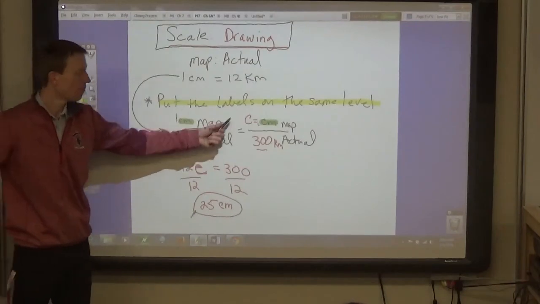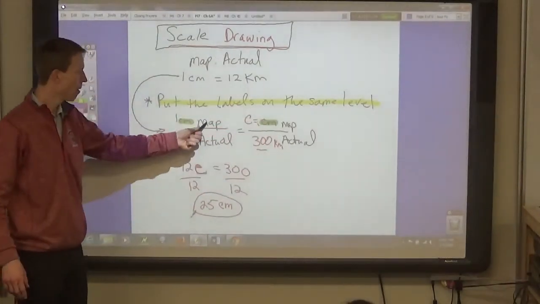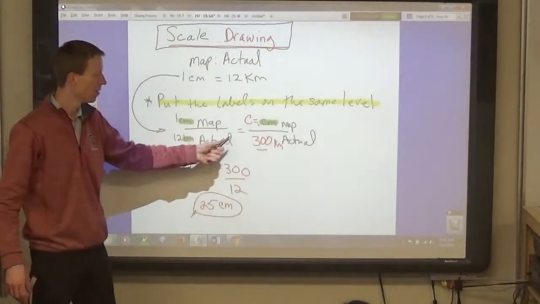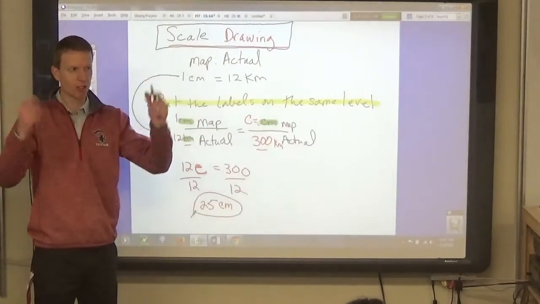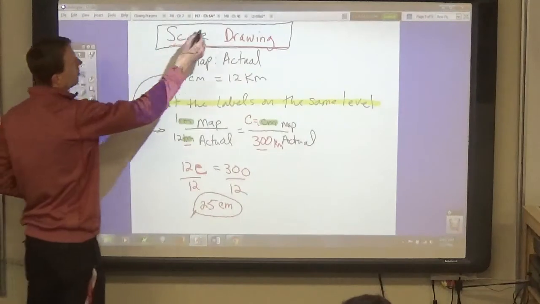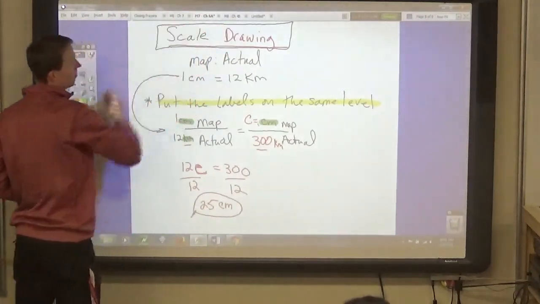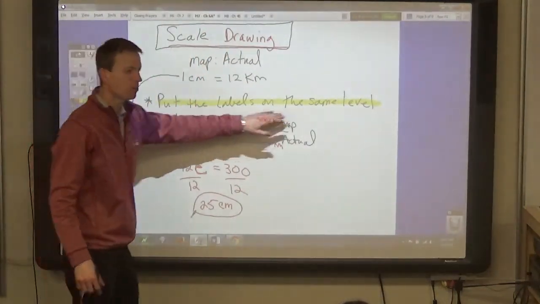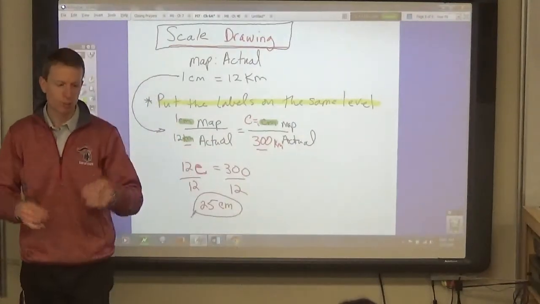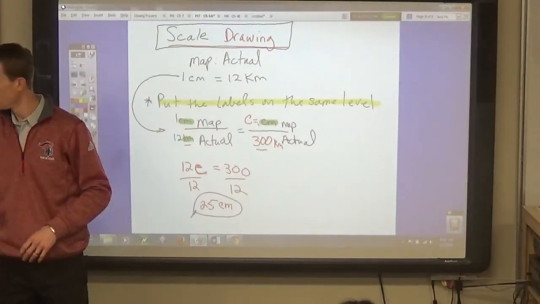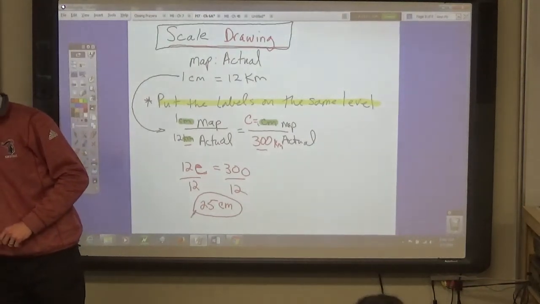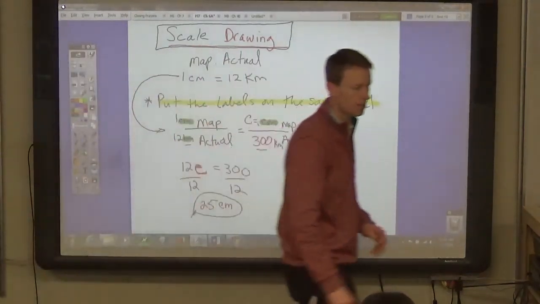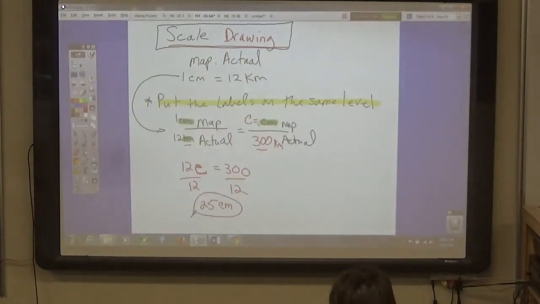So you see how you use that ratio? Just remember, put the map over the actual, and then the map over the actual. Then fill in the numbers, just like before, with similar figures. Put the labels on the same level, cross multiply and divide. Now, what I want you to do for your assignment is 2 to 14 evens on this lesson. 2 to 14 evens.